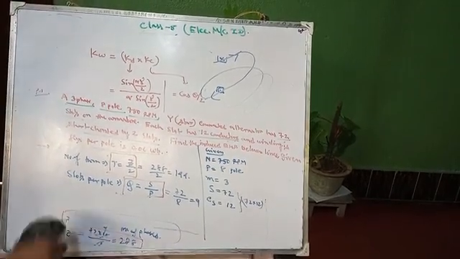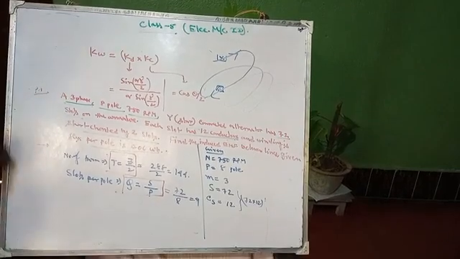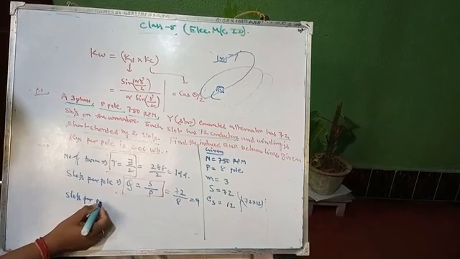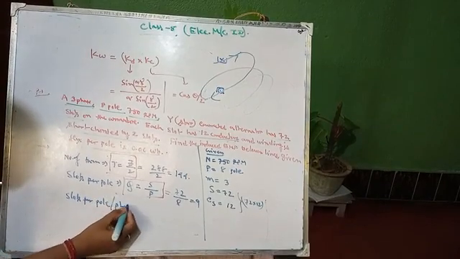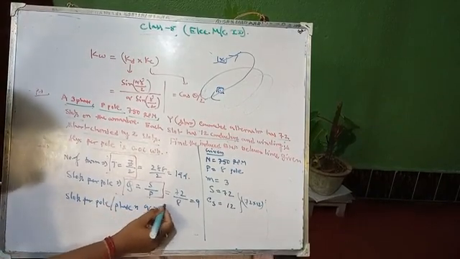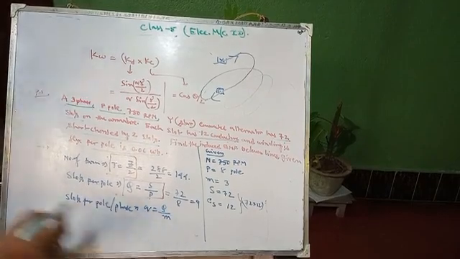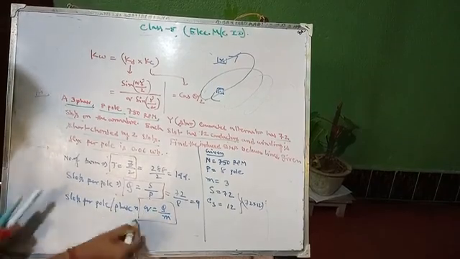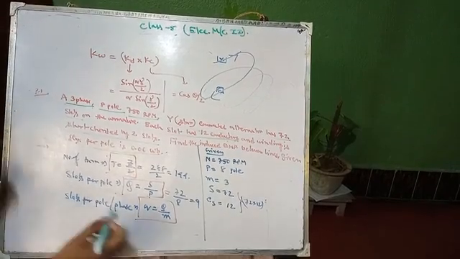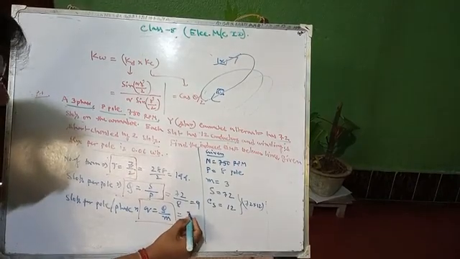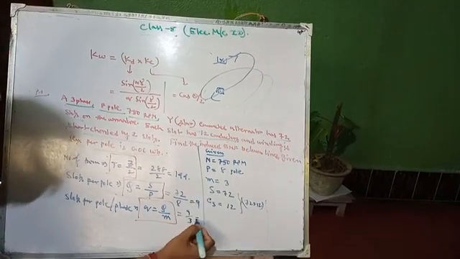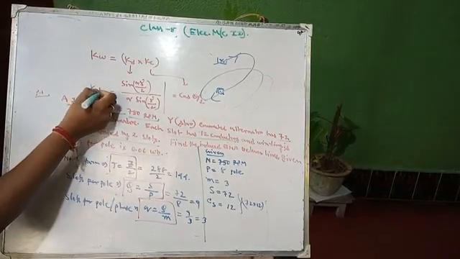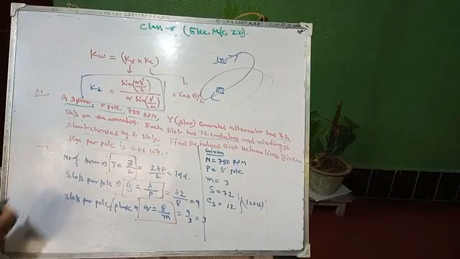Now if we consider slots per pole per phase, that means small q. Small q equals capital Q by the number of phases. So here this is another formula: small q equals capital Q by m. Capital Q is 9, and there are 3 phases, so m equals 3. So small q equals 3. Now we can easily get Kd.